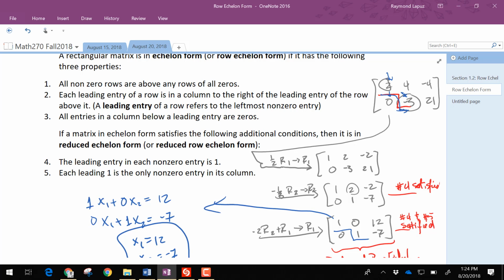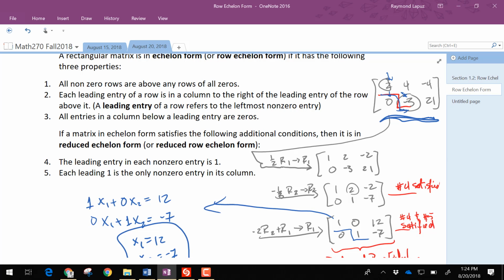Yeah. I mean, that's kind of like what we did up here when we did it yesterday, or on Wednesday last week. We stopped and didn't go all the way to reduced form, and we were still able to solve for it.